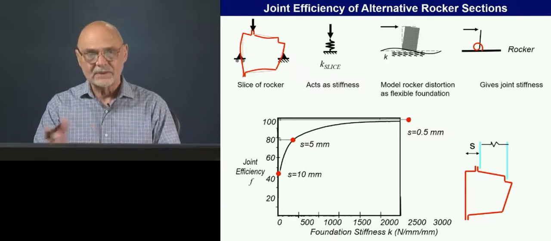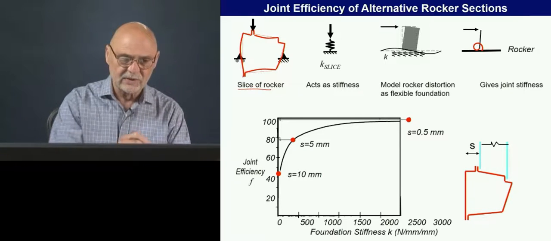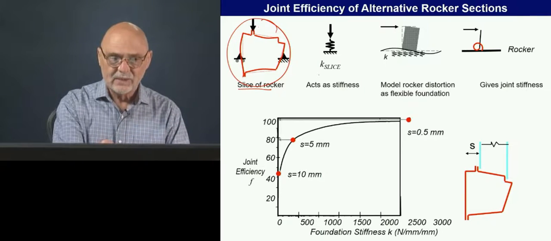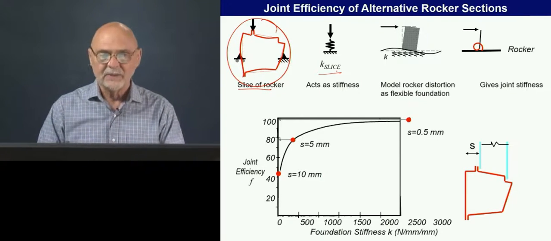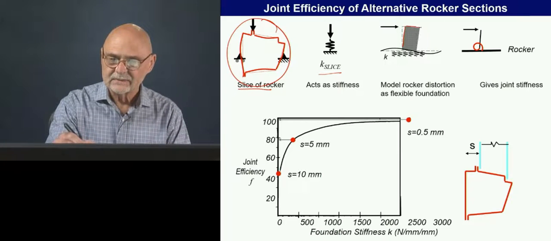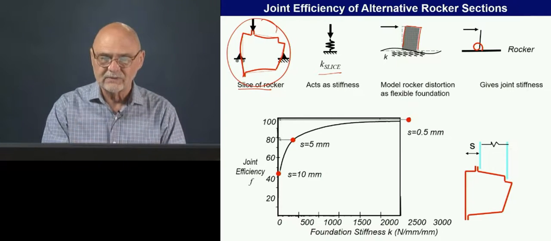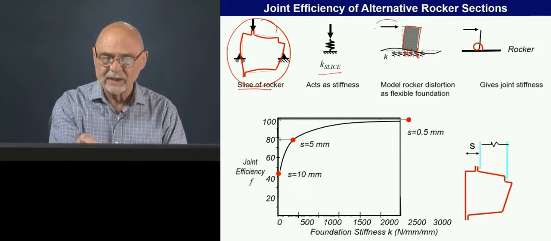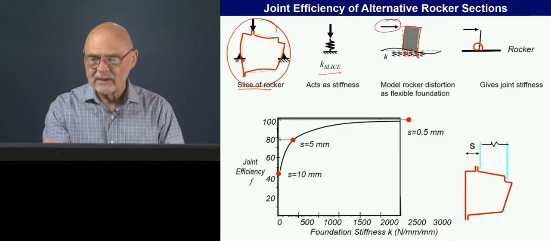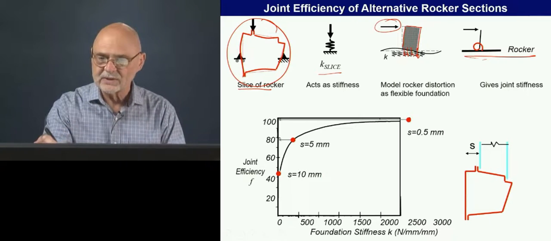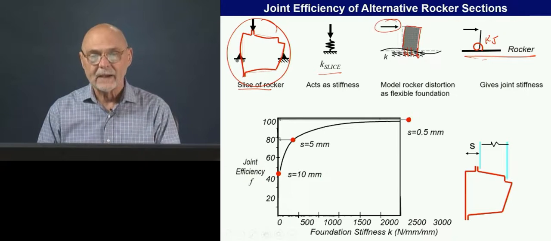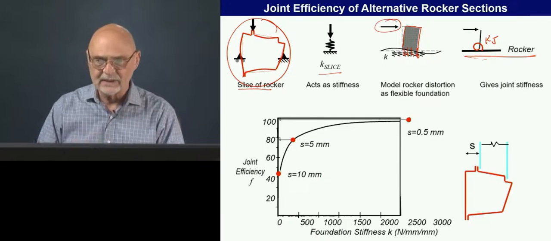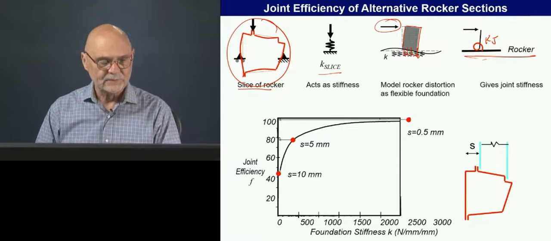Here are the steps in making this model. We took the slice of the rocker, and we could model that by replacing it with just a stiffness value. Here is our hinge pillar that's relatively rigid. It's pushing down on these little springs as we apply a load here, and then we can model that as a joint stiffness, K joint. So that's the steps of this analysis. We're jumping over all the details. The details are in the textbook.